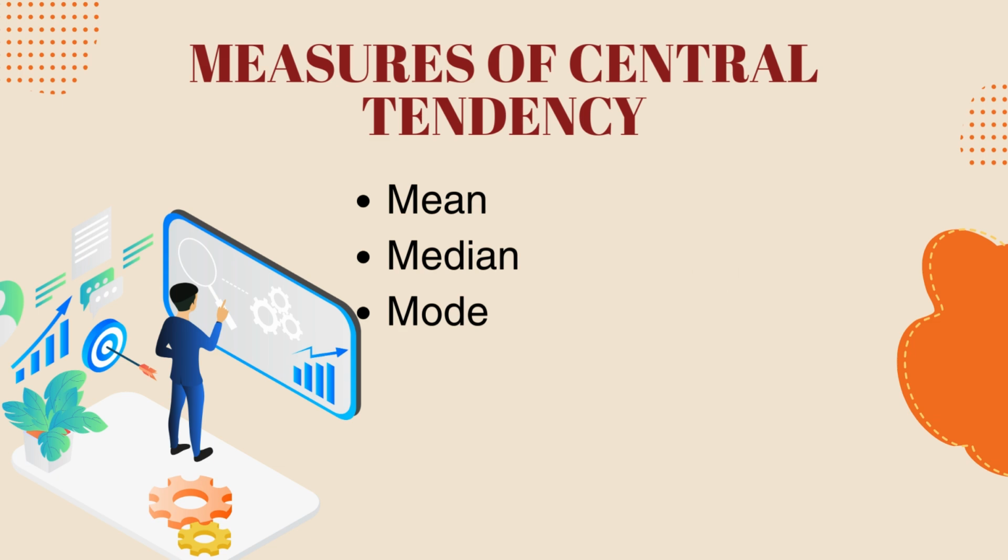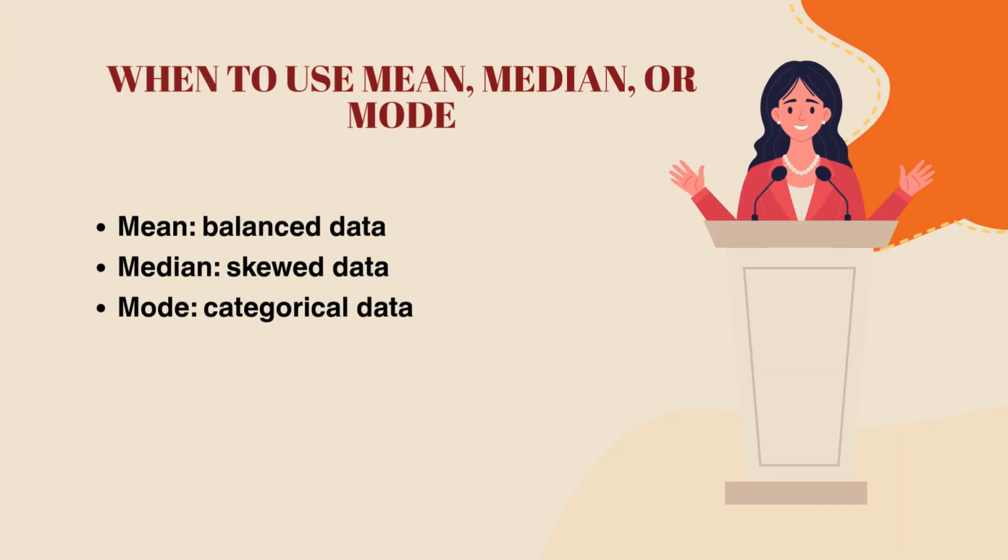Measures of central tendency. Measures of central tendency describe the center of the data. The mean is the average, the median is the middle value, and the mode is the most frequent value. Each measure provides a different perspective on what is typical.